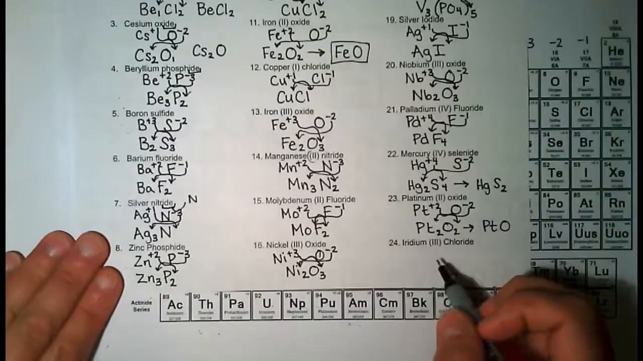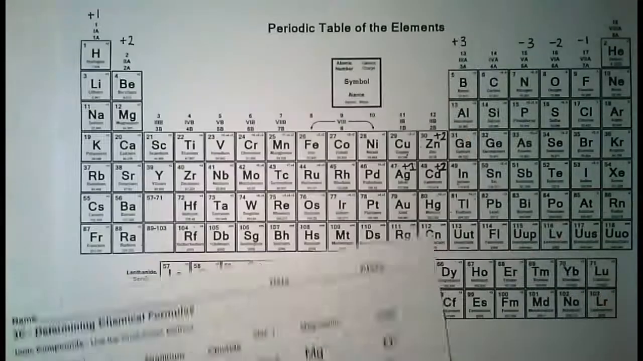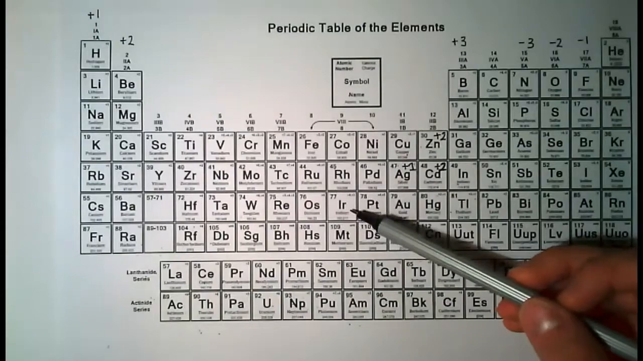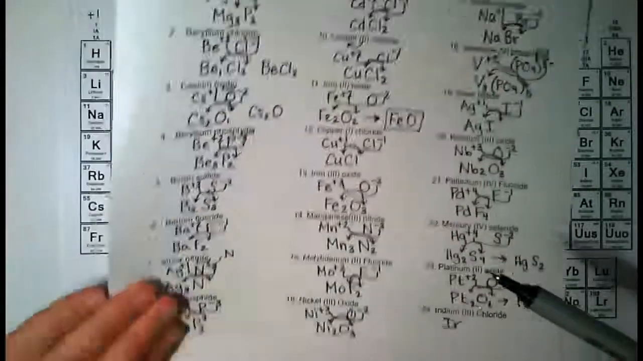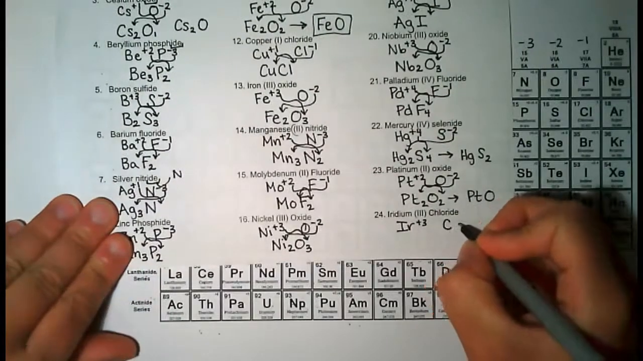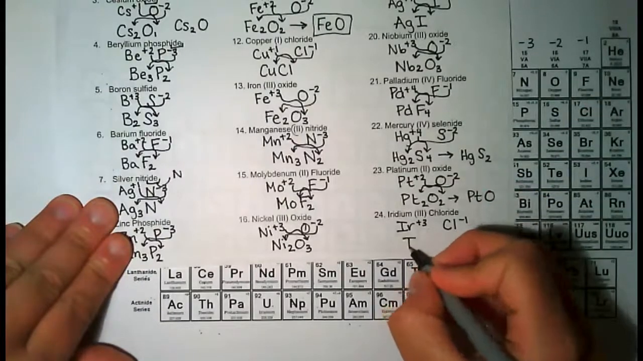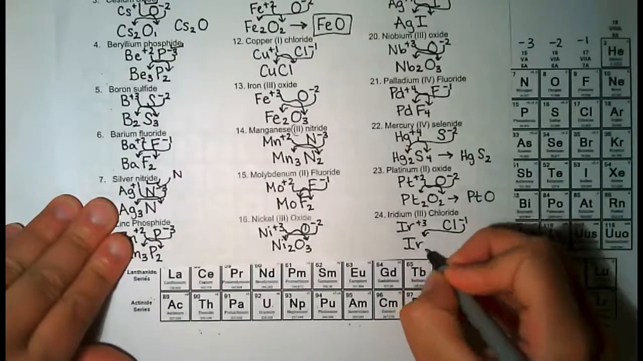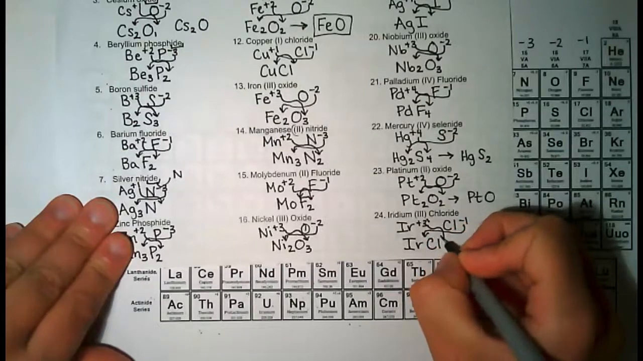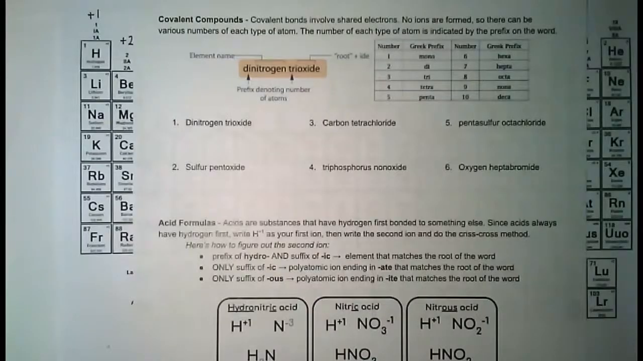Finally, we have iridium 3 chloride. Iridium, Ir. Let me show you where that is on the periodic table. Iridium, number 77. So iridium 3 chloride has a +3 charge, and then chlorine, Cl, has a -1 charge. When we do our crisscross, we get iridium, one of those, which we don't show, and then chlorine gets this 3, IrCl3. And now we're going to look at the back of our worksheet.